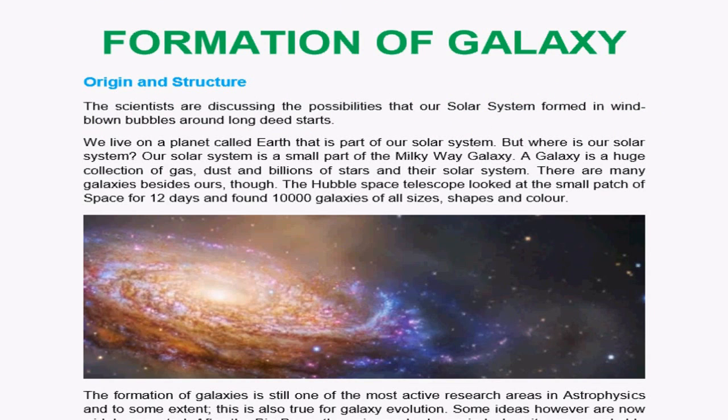Our solar system is a small part of the Milky Way galaxy. A galaxy is a huge collection of gas, dust, and billions of stars and their solar systems. There are many galaxies besides ours. The Hubble Space Telescope looked at a small patch of space for 12 days and found 10,000 galaxies of all sizes, shapes, and colors.